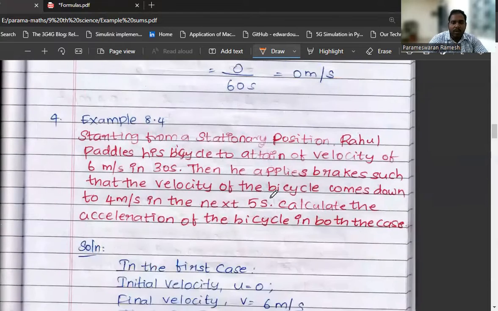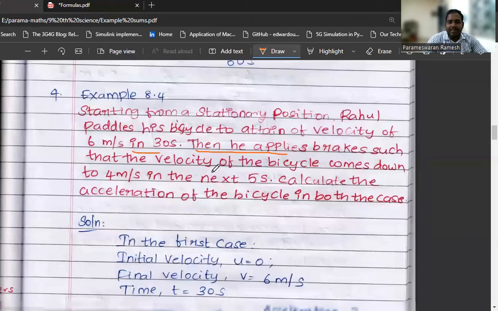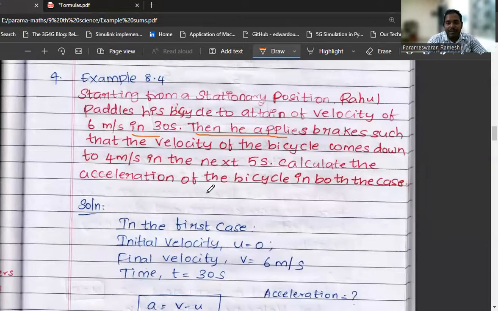Then we are moving on to example 8.4. Starting from a stationary position. Stationary position is the rest position, not doing any kind of motion. Rahul pedals his bicycle to attain a velocity of 6 meter per second in 30 seconds. Then he applies brakes such that the velocity of the bicycle comes down to 4 meter per second in the next 5 seconds. Calculate the acceleration of the bicycle in both the cases.